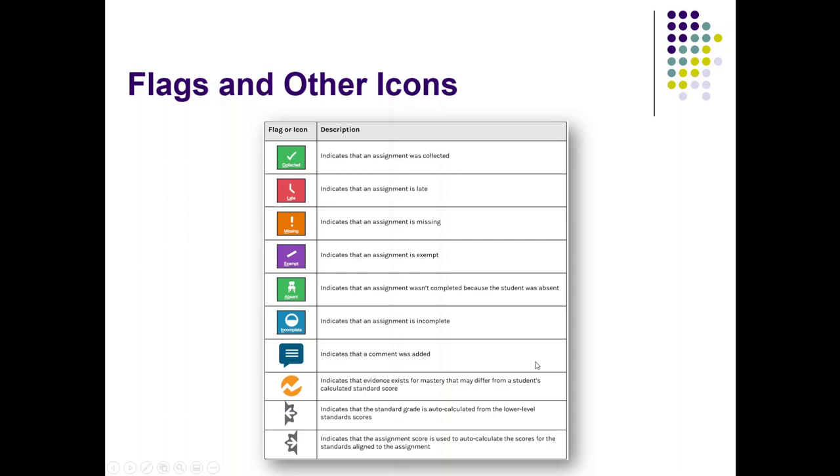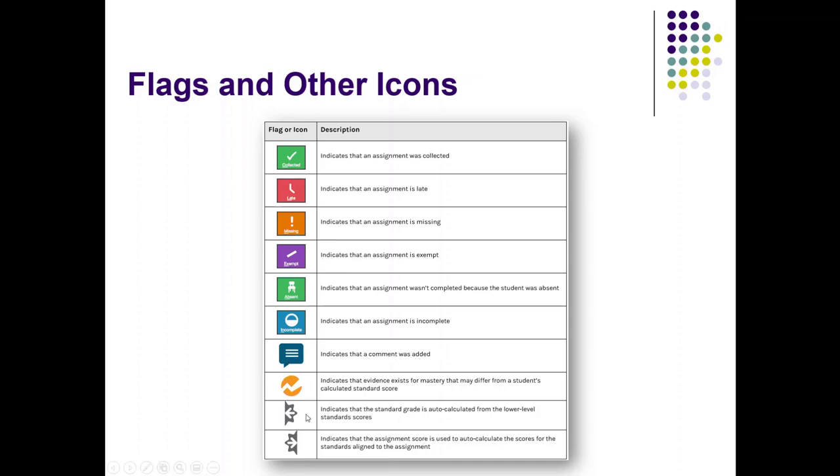Maybe the student had a situation where you're going to exempt them, so that will not be counted into their calculations when grades are tallied up. Absent, which is an indication as to why it wasn't completed. Incomplete, and then you have the icon that turns from gray to blue once the comment has been added.